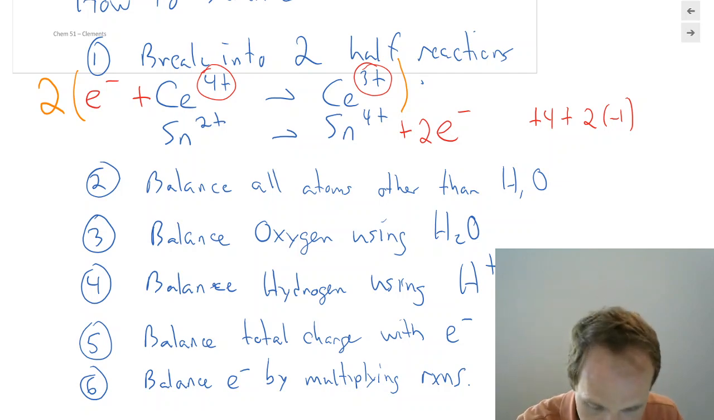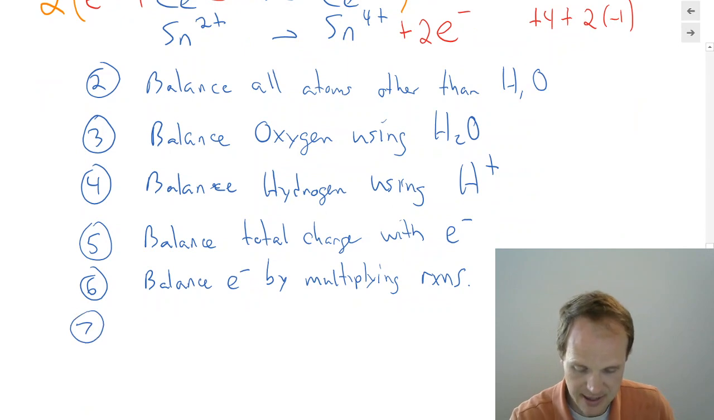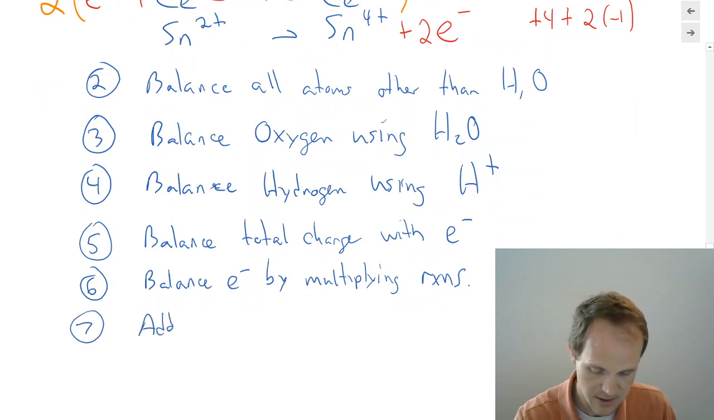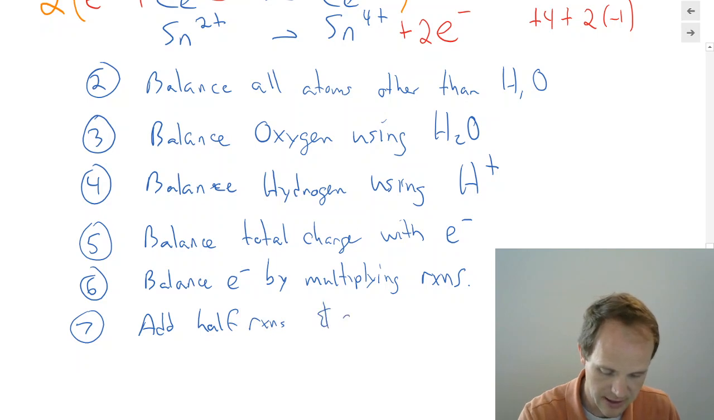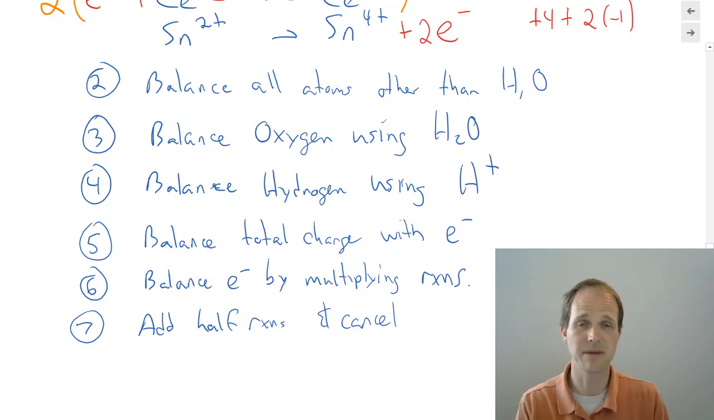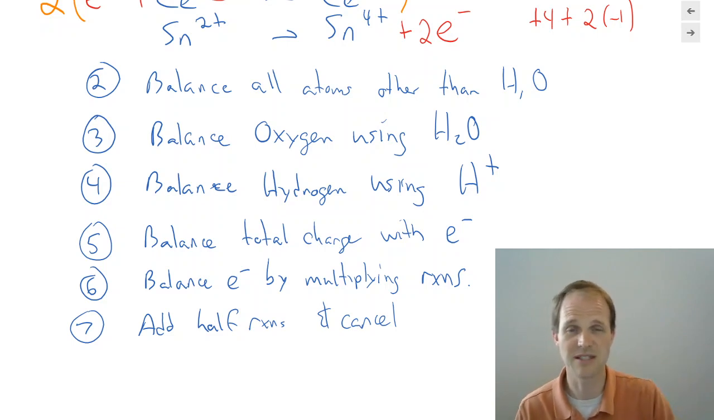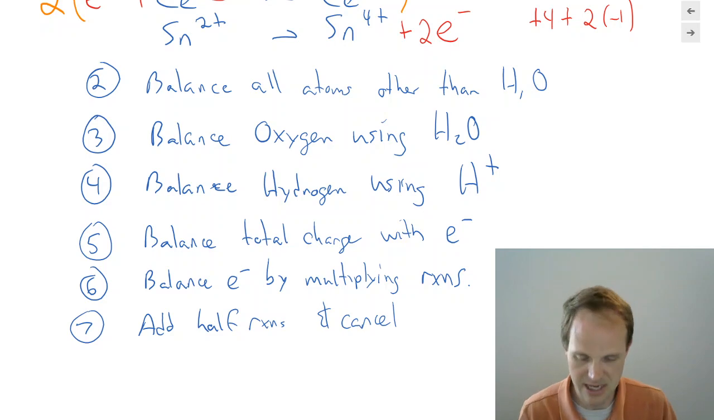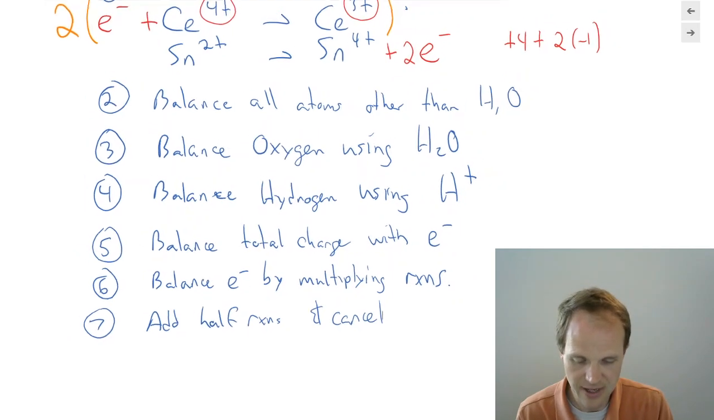Then the last thing you're going to do is add together your half reactions, and cancel. So in this case, we don't have other things to cancel other than our electrons, but sometimes you'll have water to cancel, you'll have H plus to cancel, and things like that. We'll see examples of that moving forward. So I'm going to add my 2 reactions here.